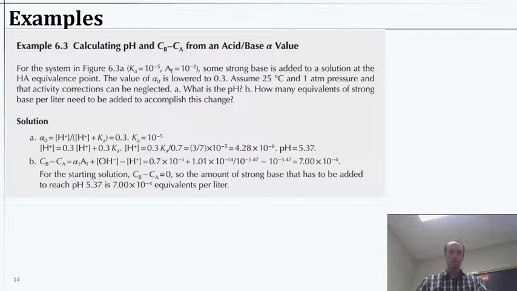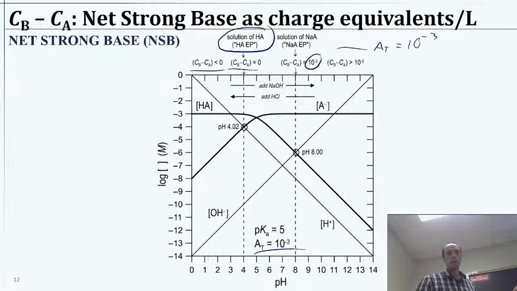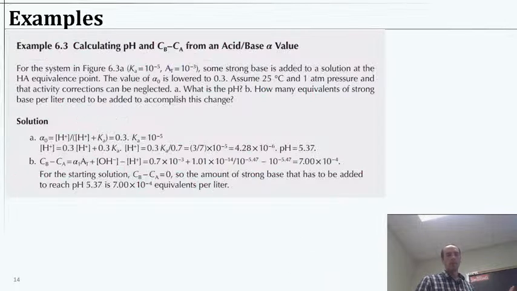I'll copy it over here again. I'll read it first and then I'll do that. So using this figure, we have a Ka of 10 to the minus 5. In fact, this should be the same figure right here. AT is 10 to the minus 3. Some strong base is added to solution at the HA equivalence point. The value of alpha 0 is lowered to 0.3. Assume 25 Celsius, 1 atmosphere pressure, and that the activities can be neglected.